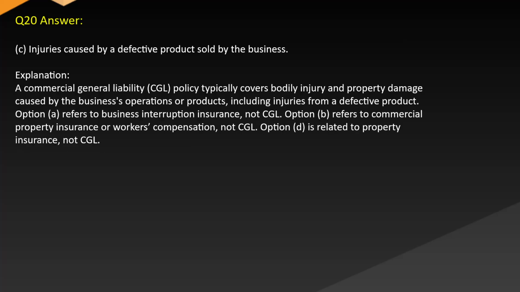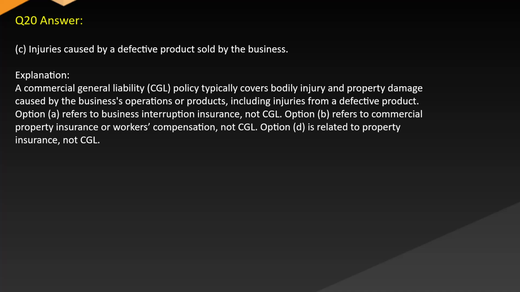Answer: C. Injuries caused by a defective product sold by the business. Explanation: A commercial general liability (CGL) policy typically covers bodily injury and property damage caused by the business's operations or products, including injuries from a defective product.